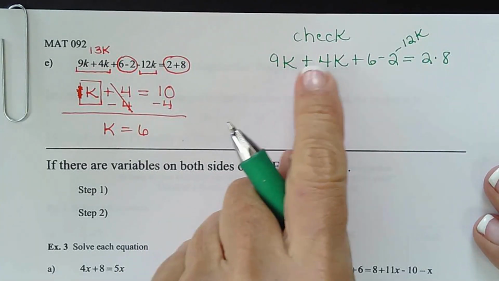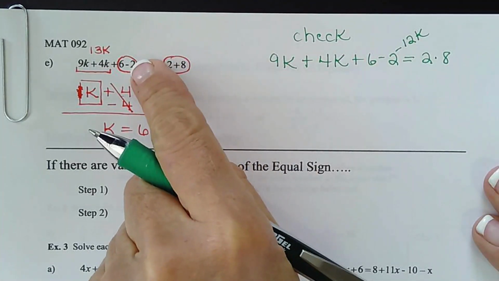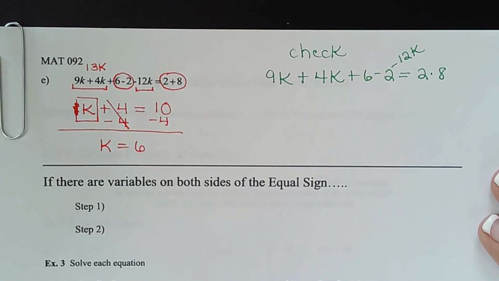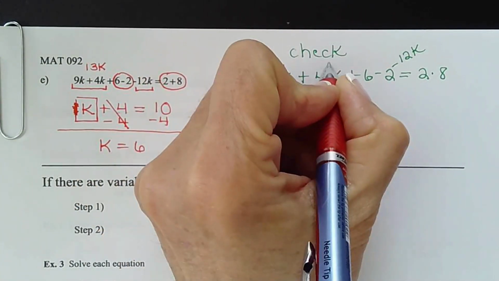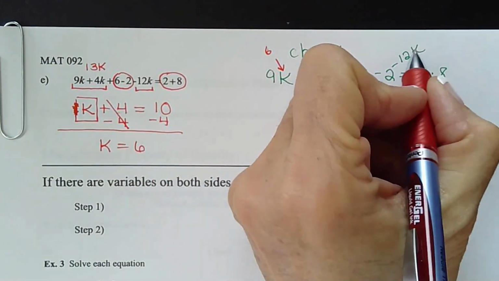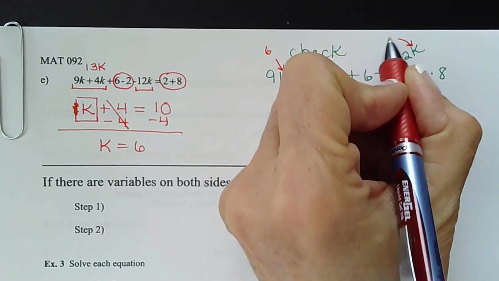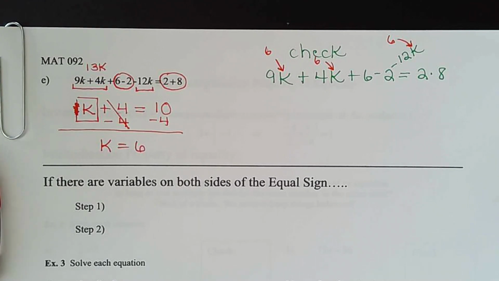So 9k plus 4k plus 6 minus 2 minus 12k equals 2 plus 8. So all of the k's are now going to be replaced with 6. And that's one thing I see students do incorrectly on checks. They'll replace some of them, but not all of them. No, no, no. Every k in the entire problem now needs to become 6.